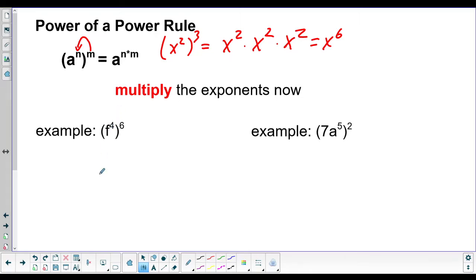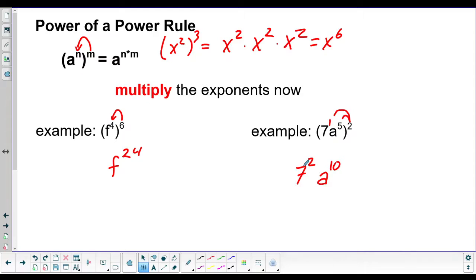We have f to the 4th power to the 6th power. We're going to distribute the 6 into the 4. 4 times 6 is 24, so we're going to have f to the 24th power. Here, we're going to distribute the 2 into the exponents. This 7 has an invisible exponent of 1, so we're going to distribute the 2 to both of the exponents. So 2 times 1 is 2, so we're going to have 7 to the 2nd power. And then 5 times 2 is 10, we'll have a to the 10th power.